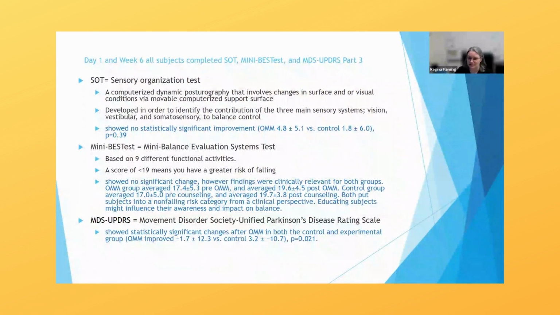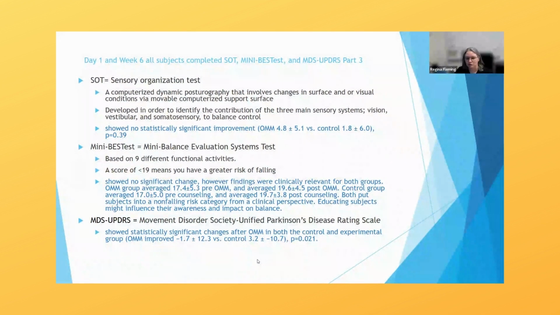But the other thing I think to take from this is that educating the subjects about the risk of falling clearly played a very important role, I think, with these patients on a clinical basis. So we're going to keep that thought in mind on how I think education can play an important role here for our patients that have Parkinson's disease.